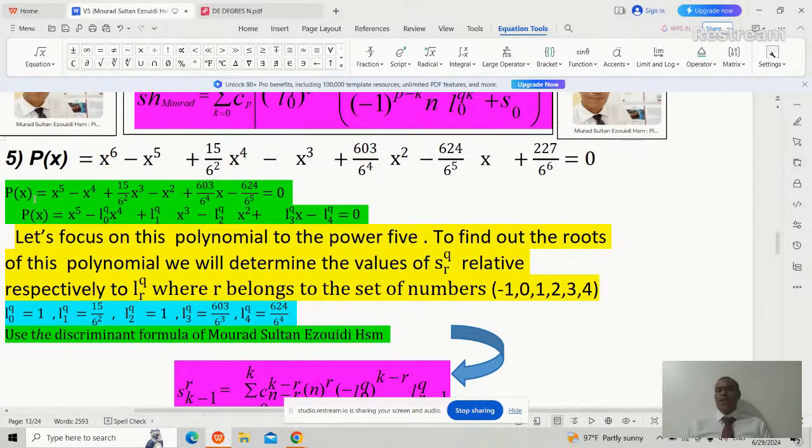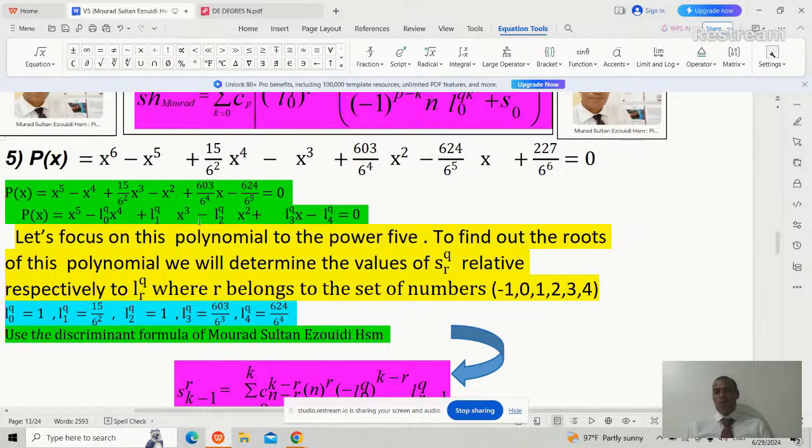You can see that p of x equals x raised to the power 5 minus x raised to the power 4 plus 15 divided by the square of 6 x cubed minus x squared plus 603 divided by 6 raised to the power 4 times x minus 624 over 6 raised to the power 5. Therefore, learners, you can write your polynomial like that. This is my notation for the polynomial: p of x equals x raised to the power 5 minus L0 of the q x raised to the power 4 plus L1 of the q x cubed minus L2 of the q x squared plus L3 of the q x minus L4 of the q equals 0.